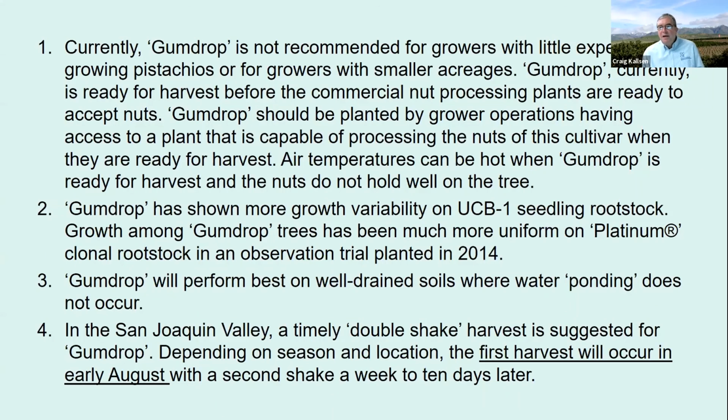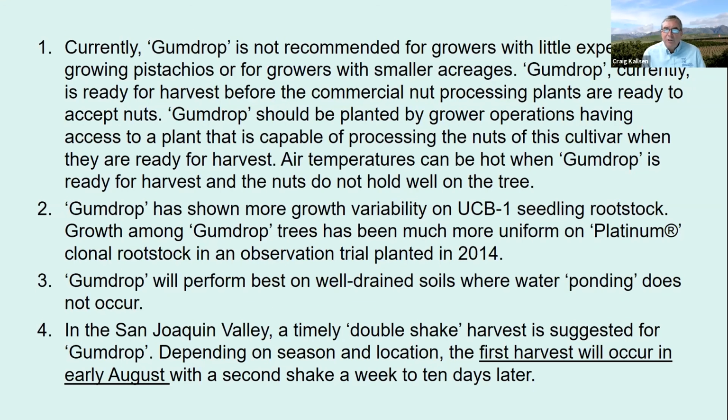Air temperatures can be hot when gumdrop is ready for harvest, and the nuts do not hold well on the tree. So you want to get them off there and get them to the plant and get them processed. Gumdrop is showing more growth variability on UCB1 seedling rootstock than it has, for example, on Platinum in a block we planted in 2014.